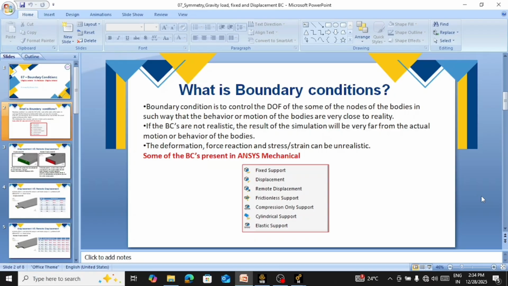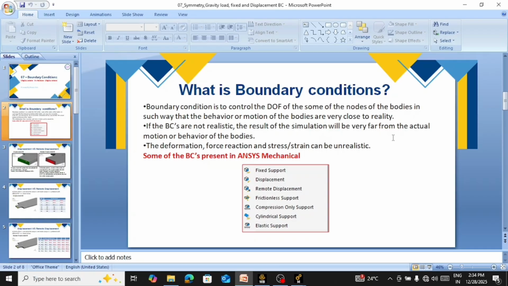way that the behavior or motion of the bodies is very close to the reality which we do in the simulation. If the boundary conditions are not realistic, the result of the simulation will be far from the actual motion or behavior of the body, and the result we get will not be realistic, and we cannot depend on the result from the simulation.